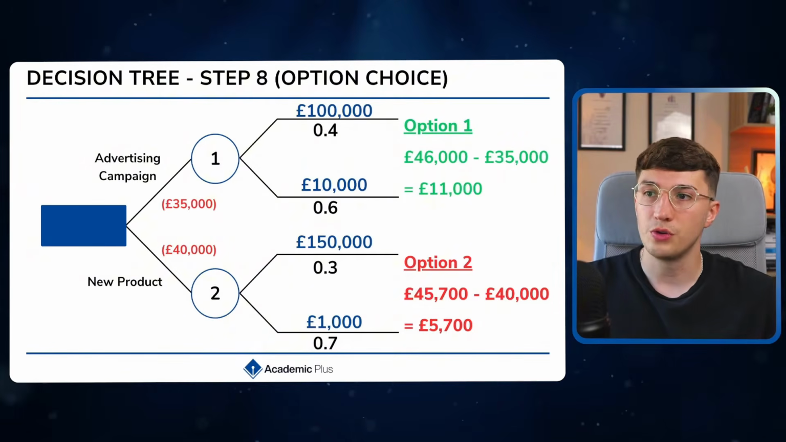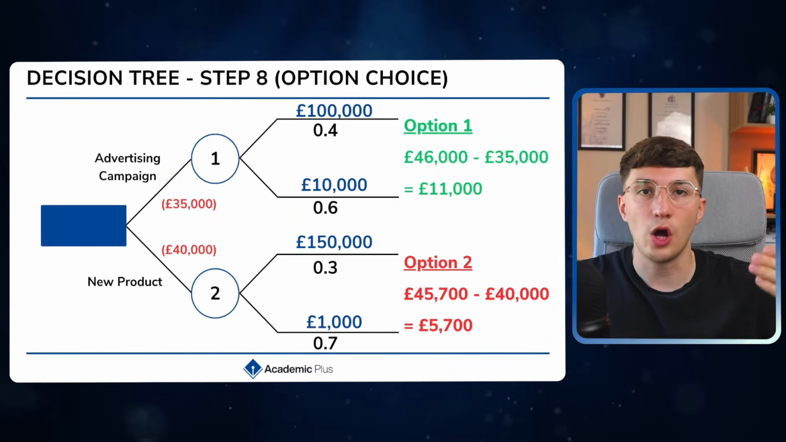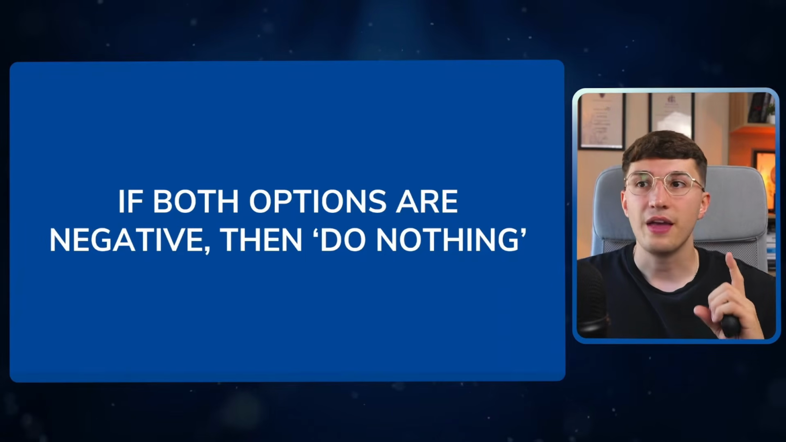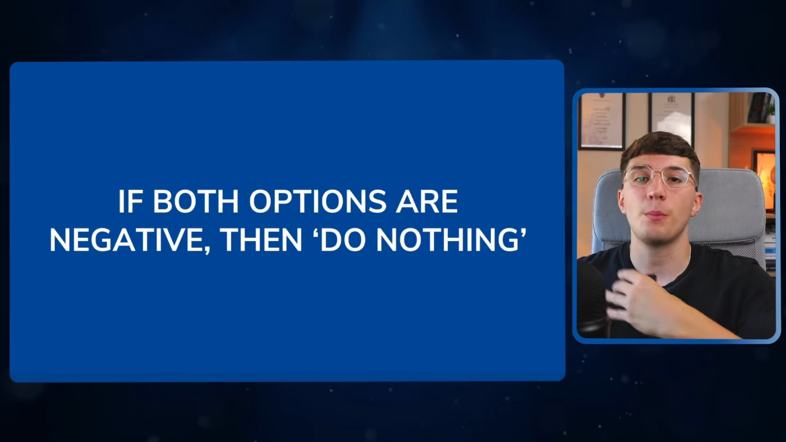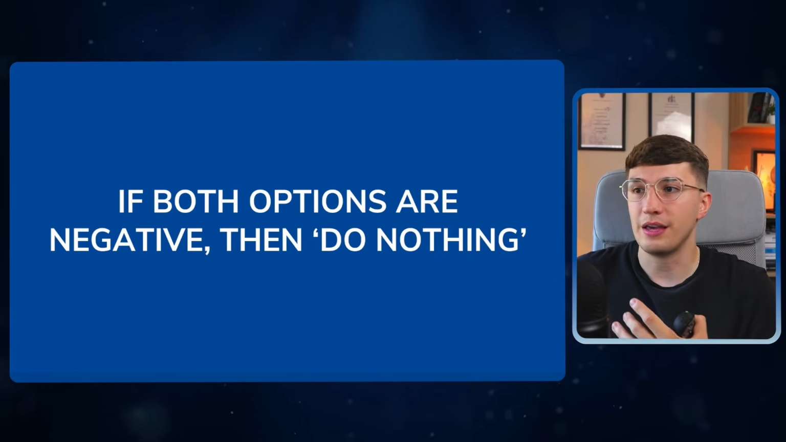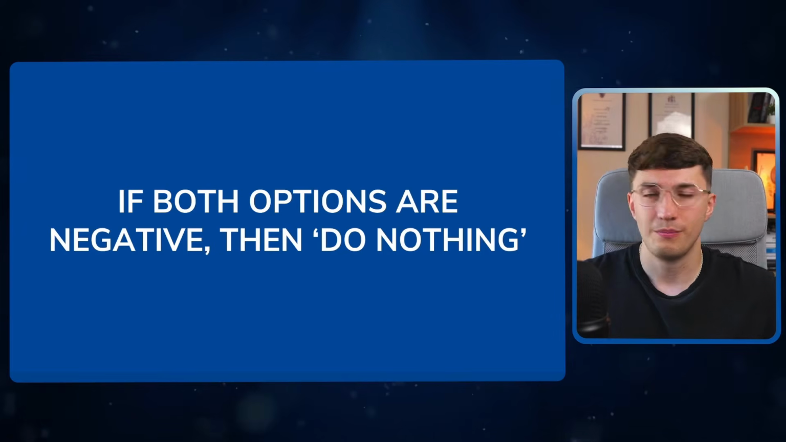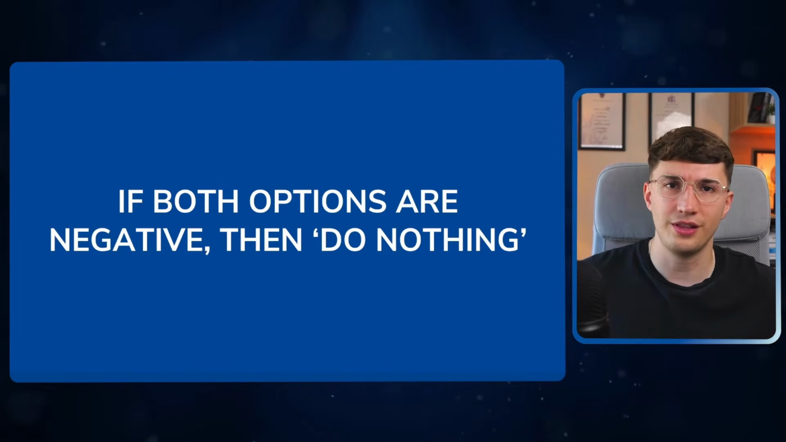We would go for option 1. We always go for the option which has the higher net gain. However, if it is the case that both of the options that are presented give us a negative net gain, the answer is we want to do nothing, because there's no point investing into something that is just going to lose us money. Now we've had a look at what is a decision tree, the purpose of it, and how we actually use the calculations for our decision trees.